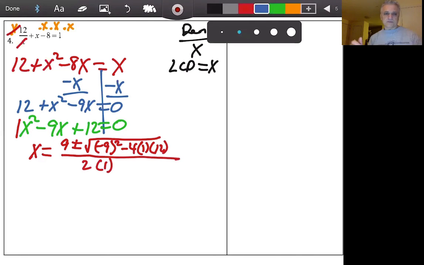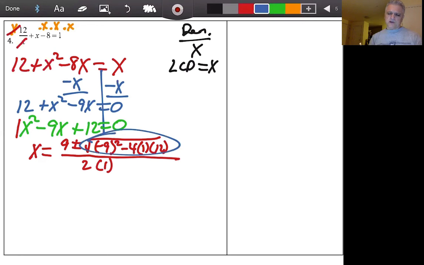Okay. Let's just go ahead and simplify this guy here. We know it's not going to be a nice perfect square, because if it were a perfect square, we could have factored it, and we couldn't factor it. So 9 plus or minus, let's see, 9 squared is 81, minus 4 times 12, that's 81 minus 48 is 33. And that's over 2.